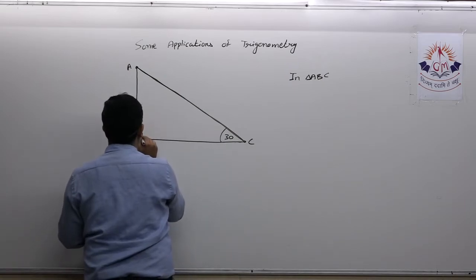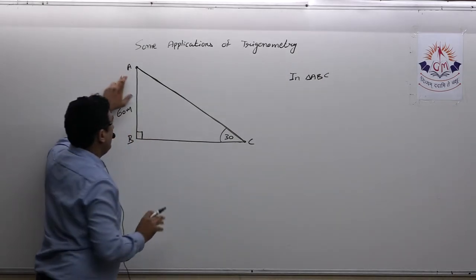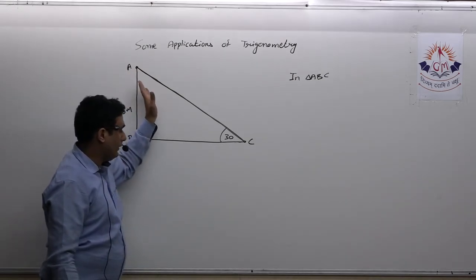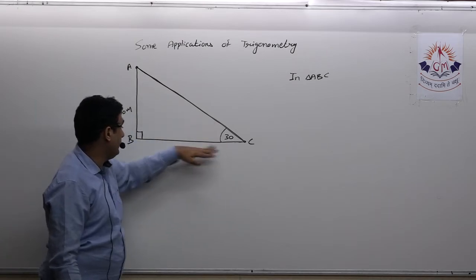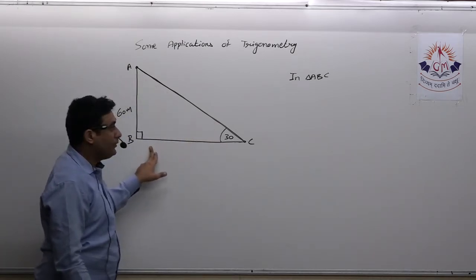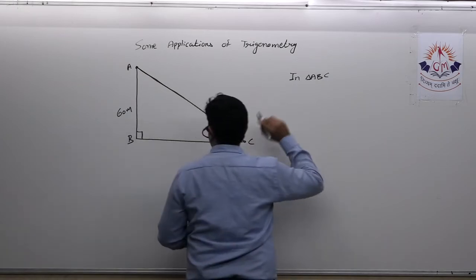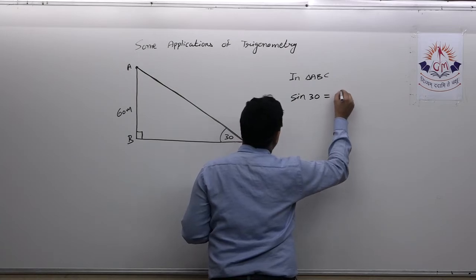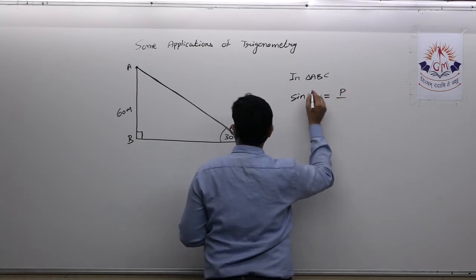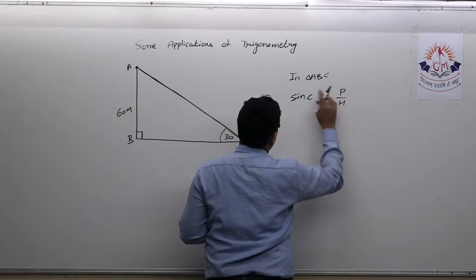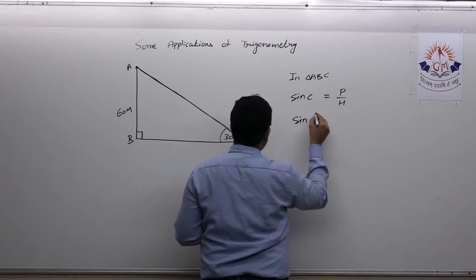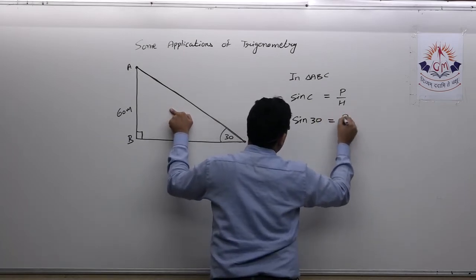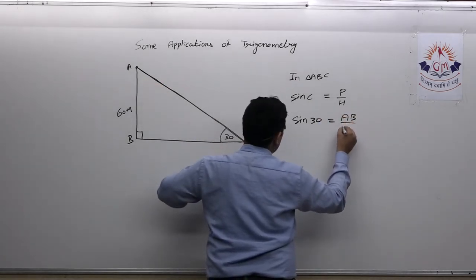Definitely you have to describe the diagram in a proper way. Suppose A represents the kite which is at 60 meters above the ground. The angle of inclination between the string and the ground is 30 degrees, that is angle ACB is equal to 30 degrees. Now in triangle ABC, sine of angle C is perpendicular upon hypotenuse. Now the angle is 30 degrees, so sine 30 degrees is equal to, now perpendicular for this angle is AB, hypotenuse for this angle is AC.